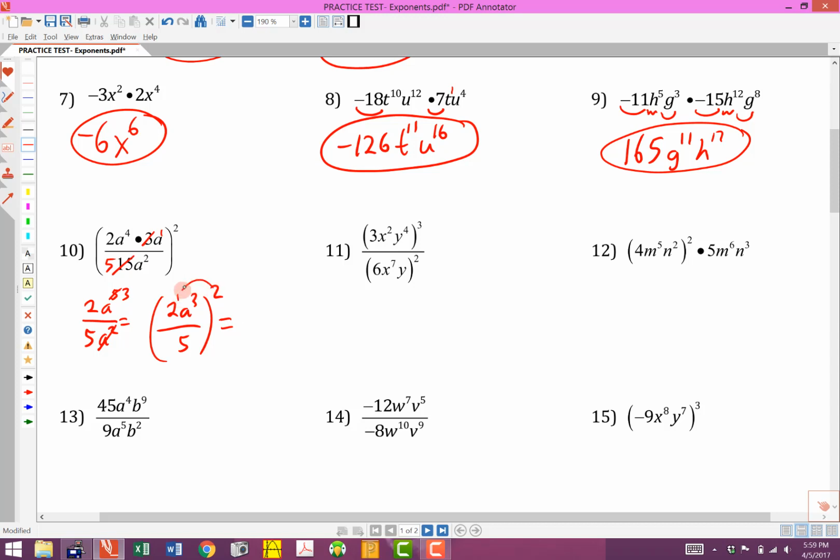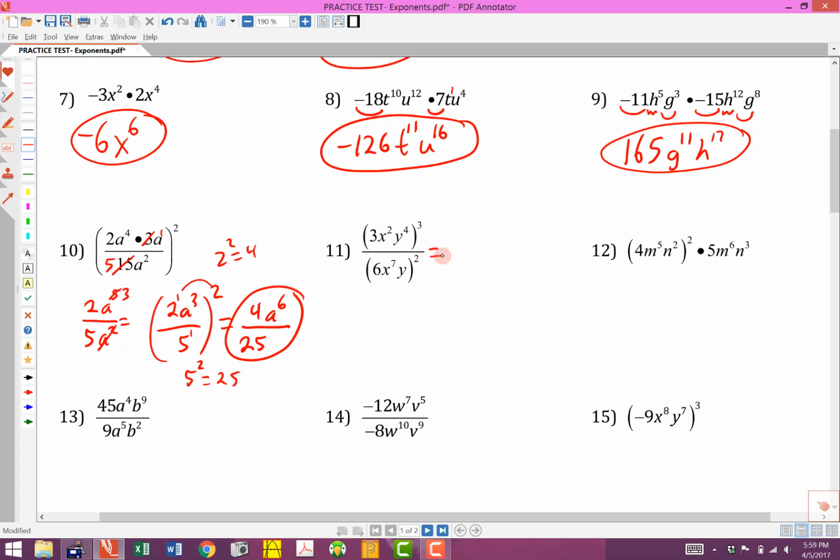So now I'm going to square the 2, I'm going to square the 5, and I'm going to square the a to the 3rd. So 2 squared is 4, and 5 squared is 25. So I'm going to have a 4 on the top and a 25 on the bottom. Power to a power, remember that, we're going to multiply those together, so that's going to be a to the 6th. So we get 4a to the 6th all over 25. We'll circle that and we're done.